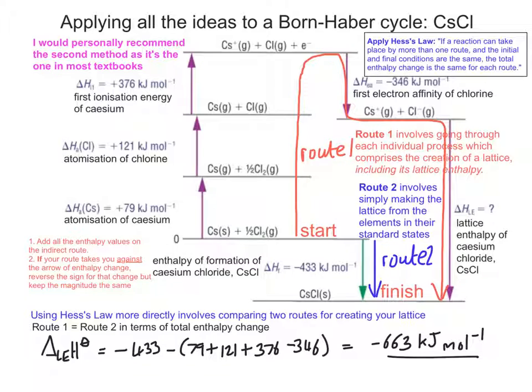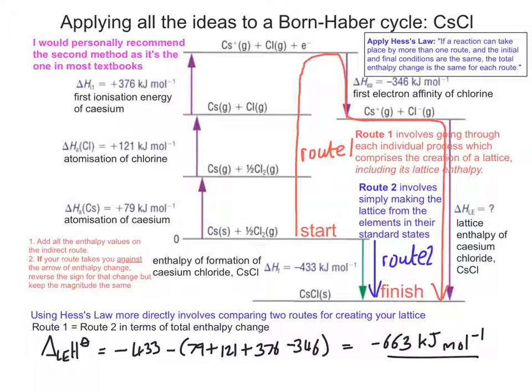So on a personal level, I would suggest the second method, as it seems to be the one that's outlined in most textbooks, so therefore it's probably favoured by most examiners. It's probably a slightly better method because it actually demonstrates to the examiner that you understand how Hess's law is being used. The first method is just a sort of mathematical coincidence, it's slightly oversimplified.